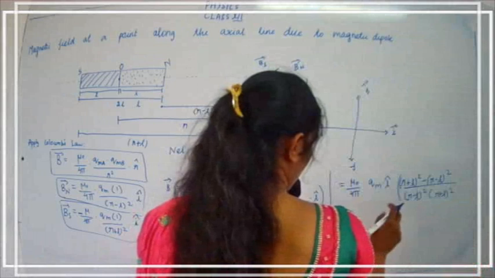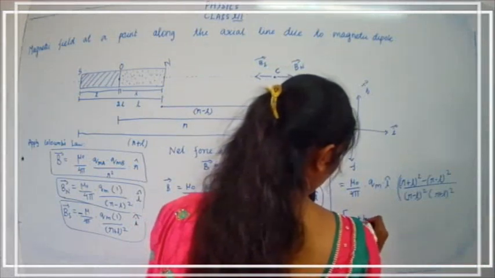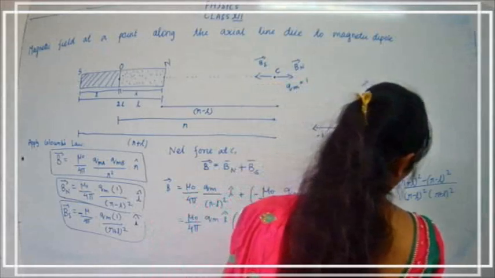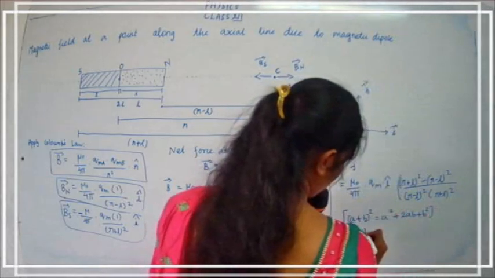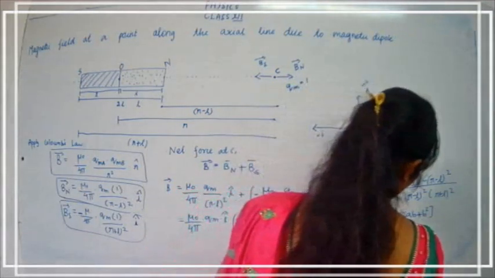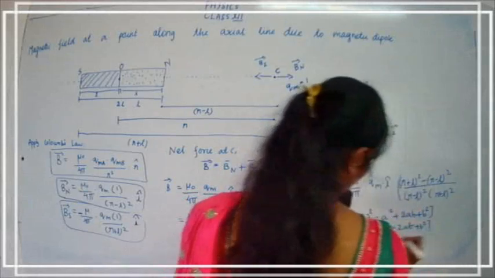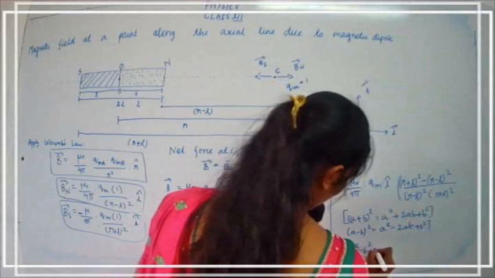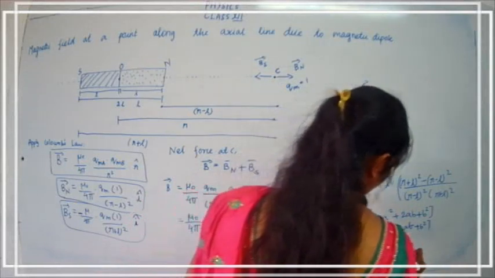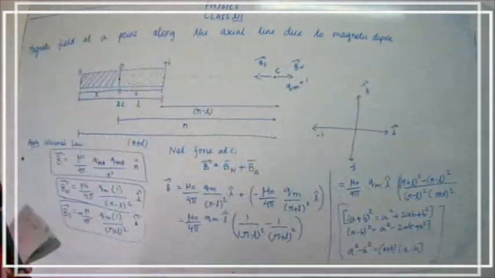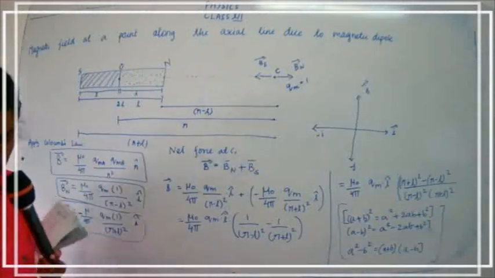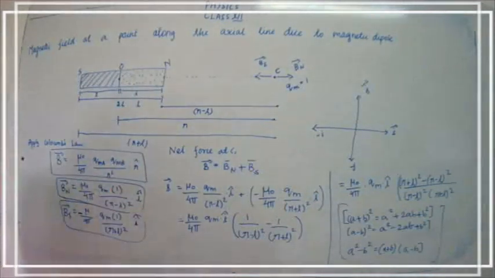Now we are going to apply a plus b the whole square, that is a square plus 2ab plus b square. Now a minus b the whole square, a square minus 2ab plus b square, and another formula, a square minus b square equal to a plus b into a minus b. We are going to use these three formulas by substituting them there. Have you written it? Write it down.